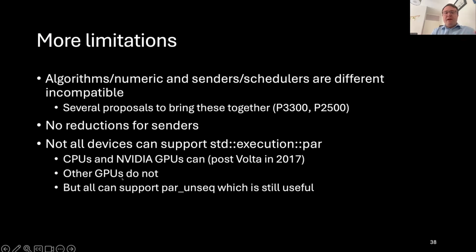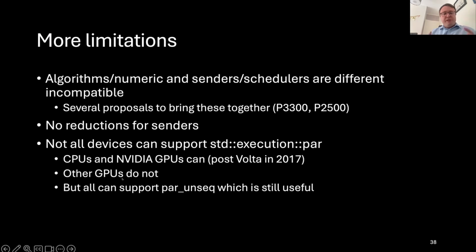We've got these algorithms and numerics, and we've got senders and schedulers, but they're kind of incompatible with each other. You can't use them together. The main gap is that there are no reductions in the senders/receivers model, but we need that for HPC a lot. Most of our codes are dot products for many of the matrix operations, especially sparse linear solvers. It's basically just dot products. And that's kind of a challenge.